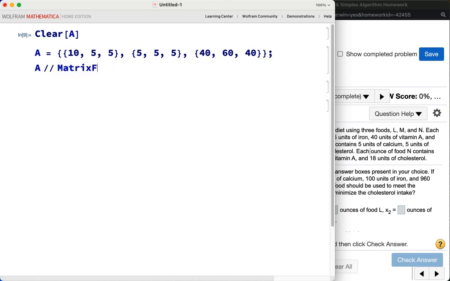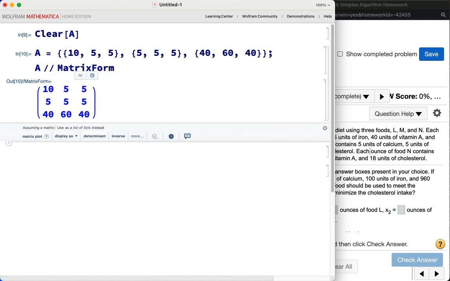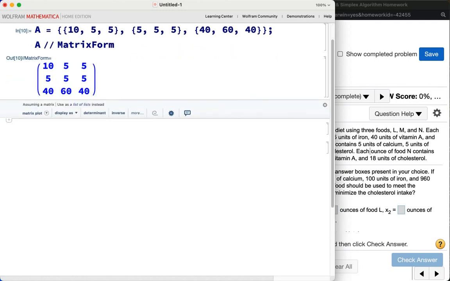Matrix form. Okay. But the problem is here. Okay, I need to insert those right hand values 150, 100, 906. Actually, hold on just one second.